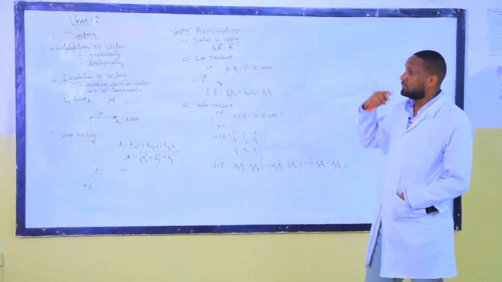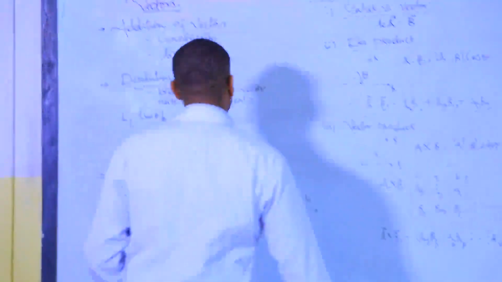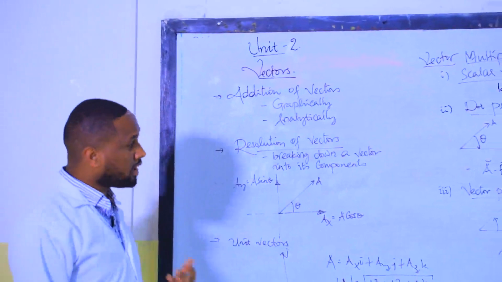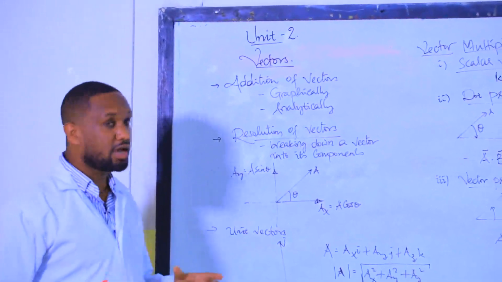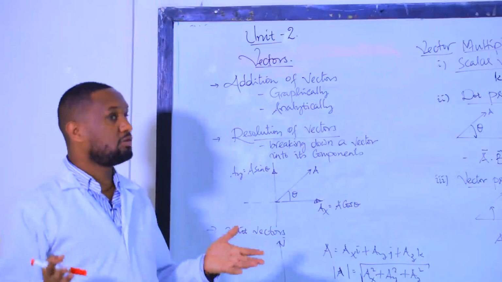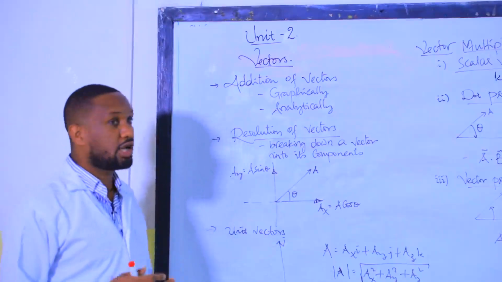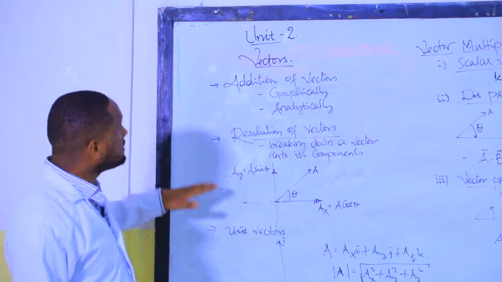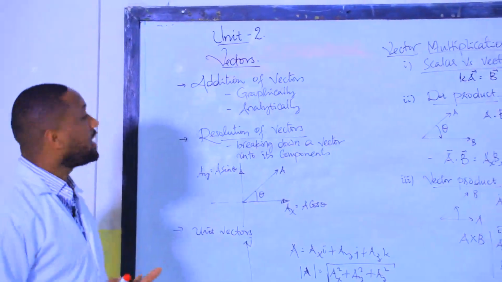So as you know, physical quantities are quantitative descriptions of physical phenomena. We have different kinds of physical quantities, but these can be classified into two. Some of them are called scalars and the others are called vectors. Scalars are physical quantities which are expressed using only magnitude, but vectors are physical quantities which are expressed using both magnitude and direction.